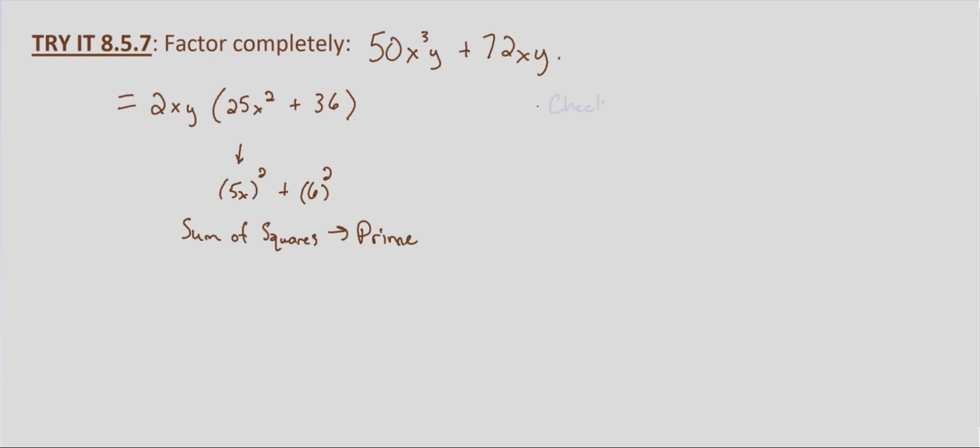So 2 times 25 is 50. X times x squared is x cubed. And then y. Plus, distributing to the 36, we have 2 times 36 is 72. And we still have the xy. Which gives us what we originally started with, 50x cubed y plus 72xy.